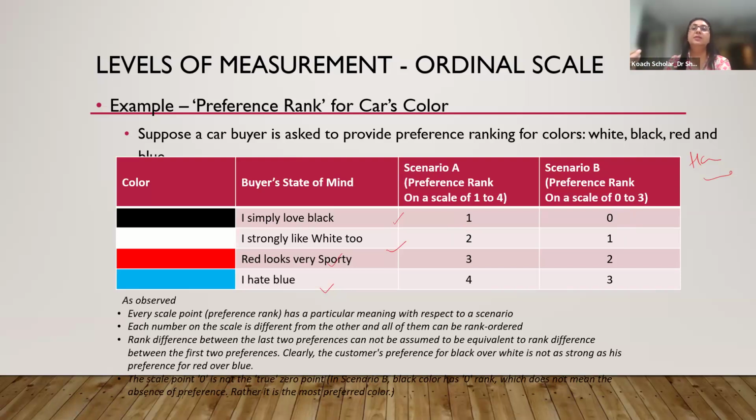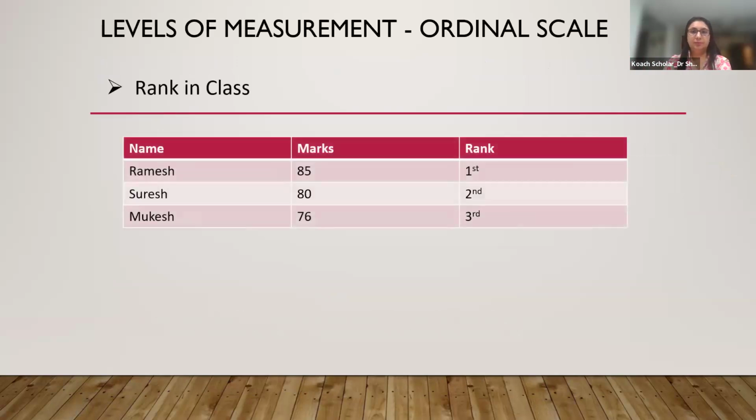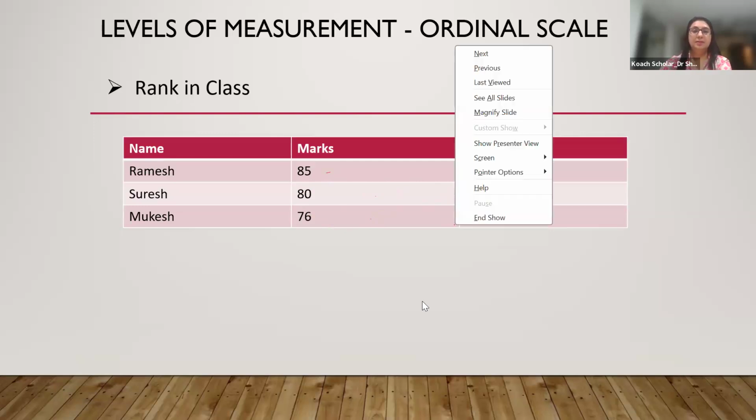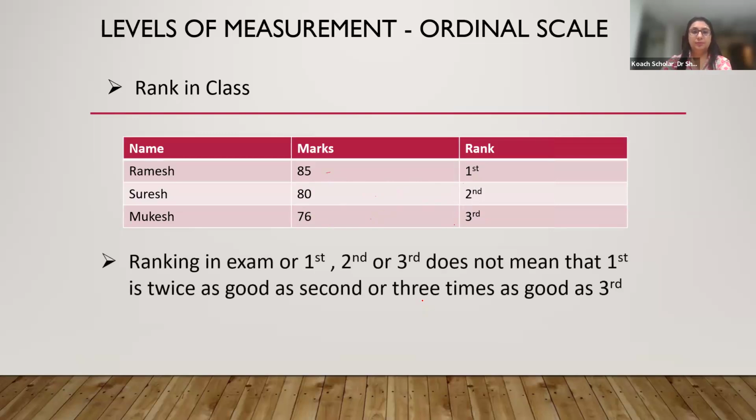जब भी हम रैंकिंग की बात करते हैं, जब भी हम ऑर्डर की बात करते हैं, तो हम क्या यूज करते हैं? ऑर्डिनल स्केल. Now rank in a class: order by जिसके मार्क्स सबसे ज्यादा हैं. रैंक क्या है? First. 80 के second, 70 के third. रैंक इन अ क्लास, राइट? रैंकिंग, ऑर्डर, ऑर्डिनल. Ranking in exam, first, second or third, does not mean that first is twice as good as second or 3 times as good as third.